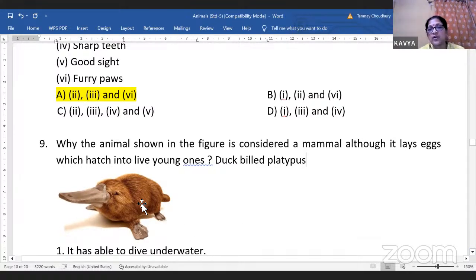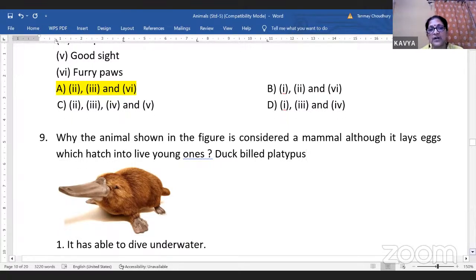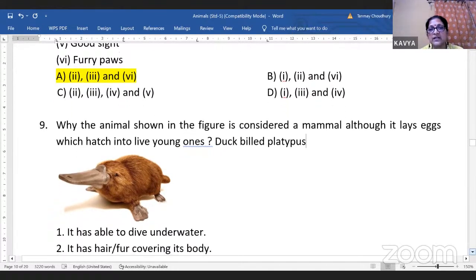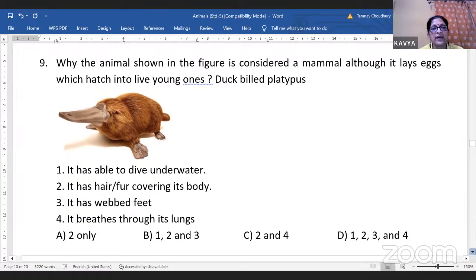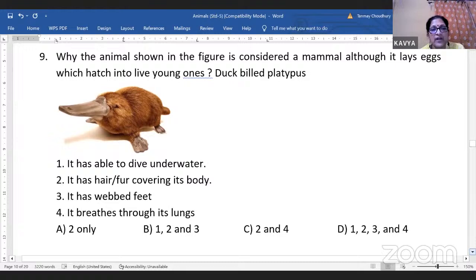sheep, goat, and all. They're all mammals. They give birth to young ones. So this has got hair on its body, but it lays eggs. That is why it is known as an egg-laying mammal. But then why is it a mammal? If it is laying eggs, we can put it in the family of birds. But why is it considered a mammal? Because it has got fur on its body. It has got hair on its body. This cannot be the answer.